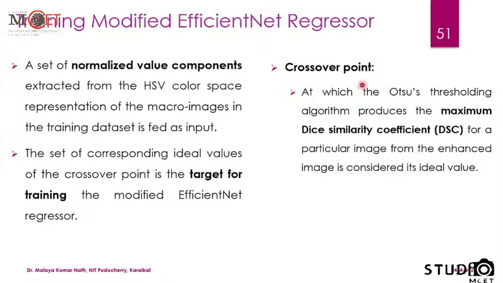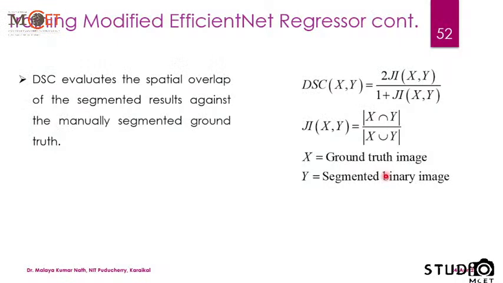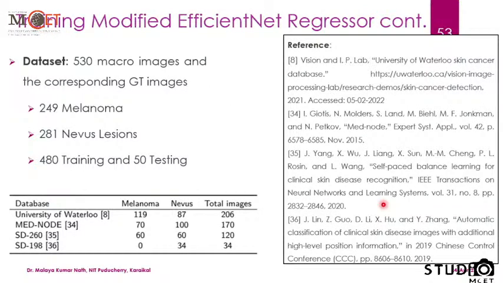The crossover point, as I already told, is computed with the help of Otsu thresholding, which produces a maximum Dice similarity coefficient for a particular image from the enhanced image, considered the ideal value. So how can we compute the Dice similarity coefficient? It is computed using the Jaccard index: DSC between two images X and Y is equal to two times the Jaccard index between X and Y, divided by 1 plus the Jaccard index of X and Y. What is this X? This is the ground truth image, and Y is the image segmented with the help of this neural network or this model.